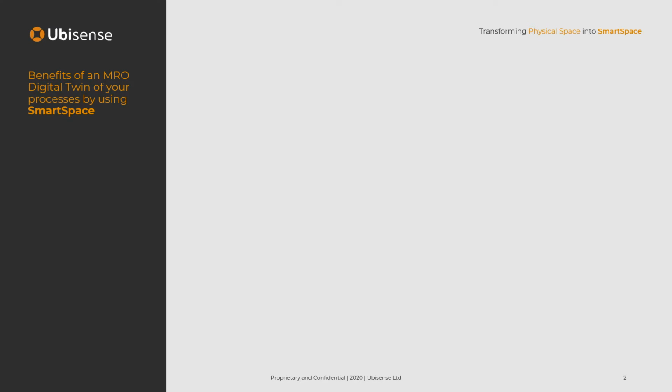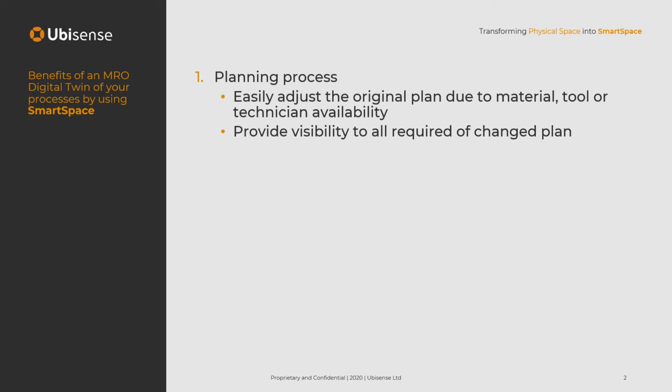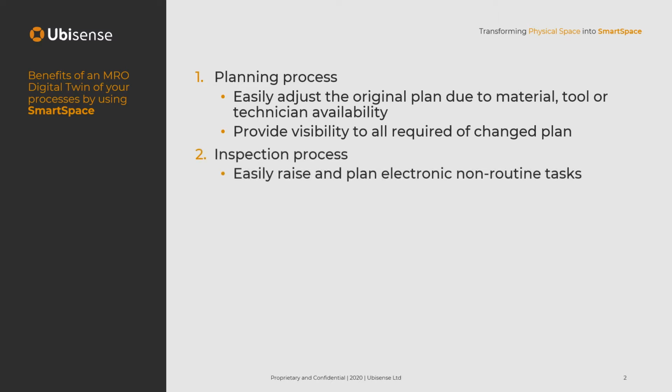In this series of videos, there are 3 examples of processes that customers have asked us to provide a solution for. The first example is the planning process, where the customer asked us to build a solution that enables easy adjustment to plan and provides real-time visibility of these adjustments to everybody that needs to see them. The second example is the inspection process, where they were asked to build a solution that enabled inspectors to easily raise and plan electronic non-routine tasks.